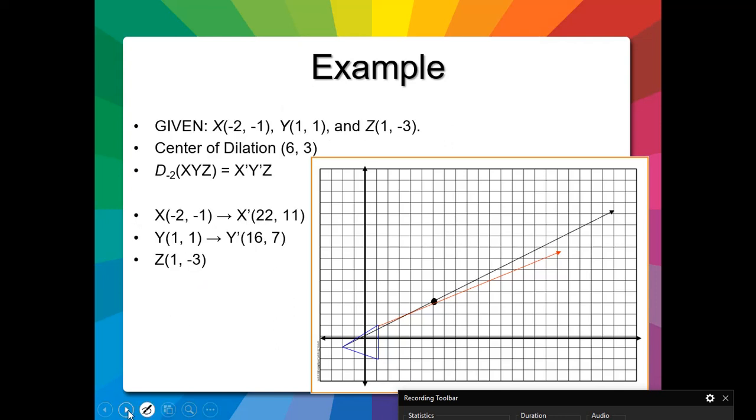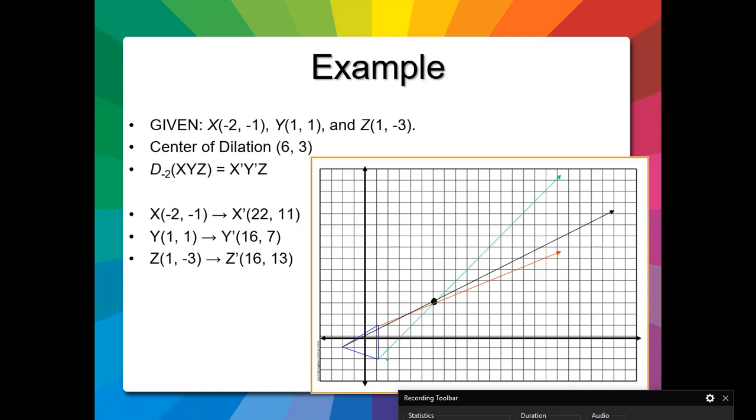The next point is going to be here at -2, -1. This is point X. So same thing. We're going to count the path it takes to get to the center of dilation. So we have 2, 4, 6, 8. We have to rise 4. We're going to do that twice. We're going to run 6, rise 4, run 6 more, rise 4.